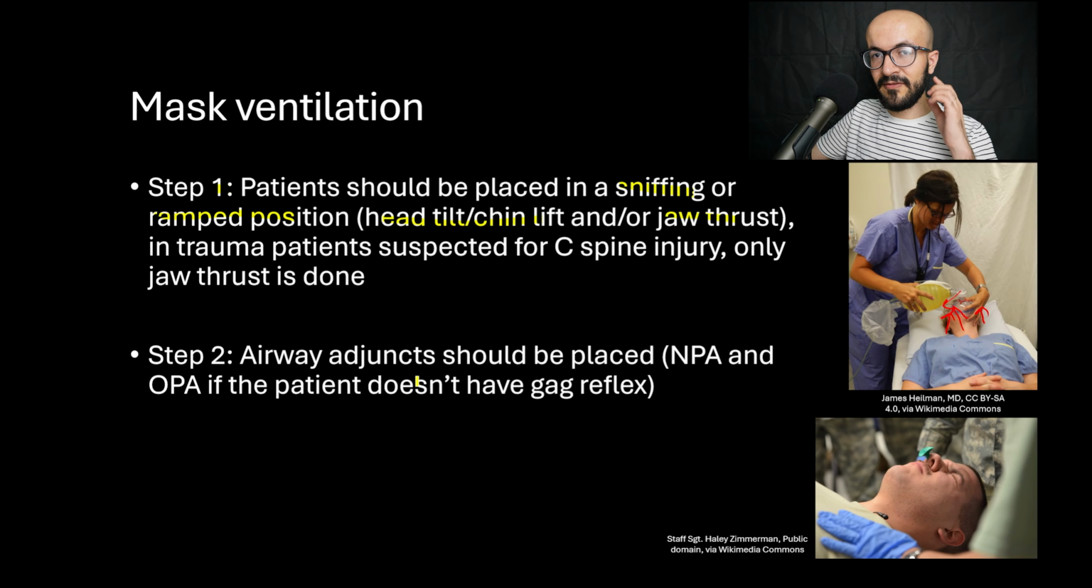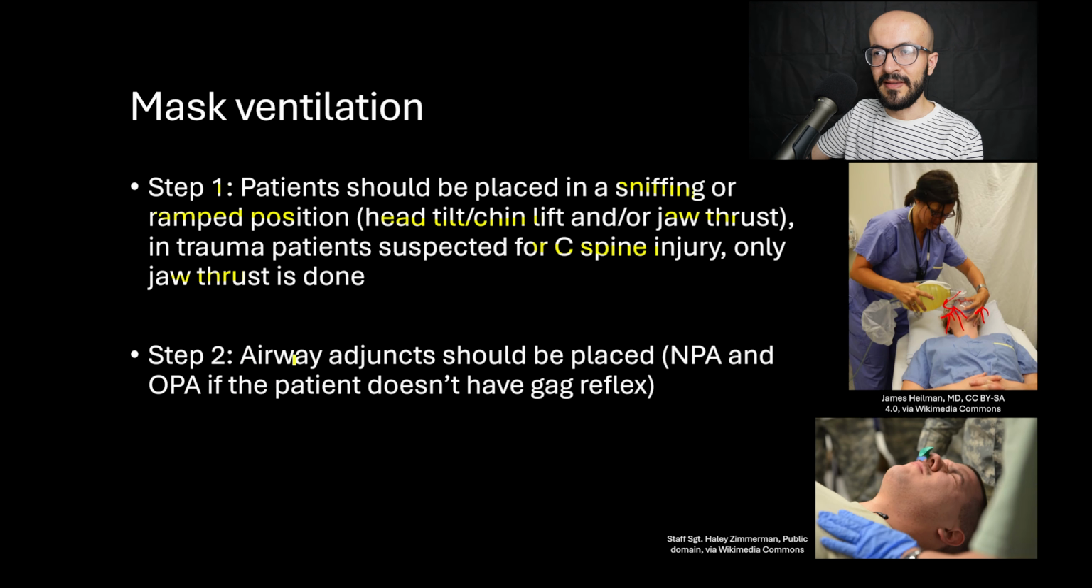This method will lift the soft tissues such as the tongue upward and open the airway to allow the air to go through. Now, in trauma patients suspected of C-spine injury, only jaw thrust is done. You can't do the head tilt chin lift because it could lead to spinal cord injury.